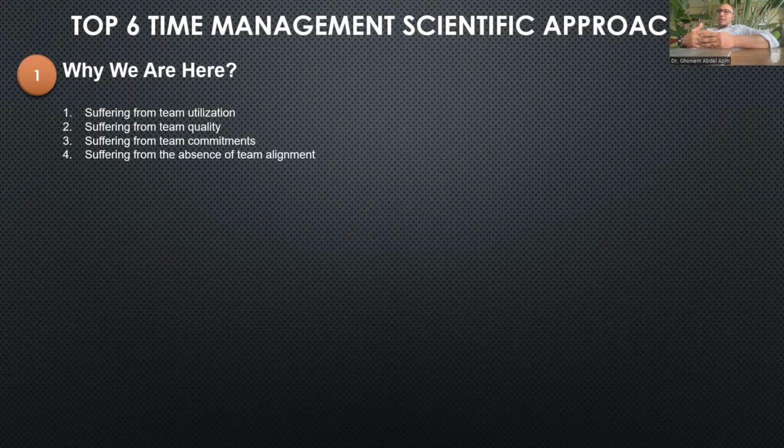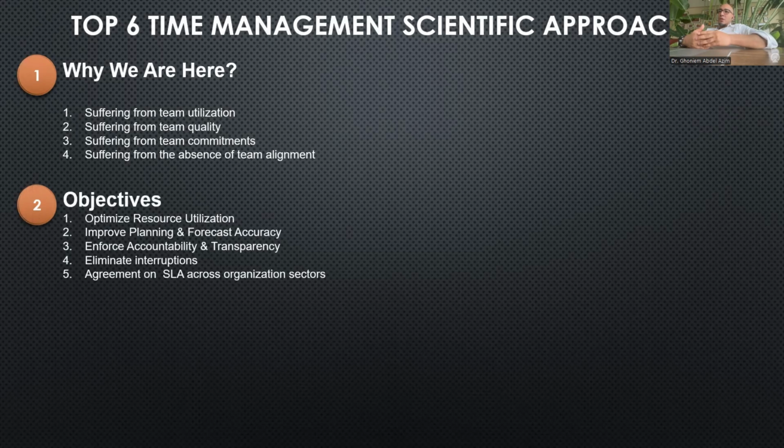Number four, the absence of team alignment. Even if we have misalignments, even if we have ad hoc activities, this causes and leads to the absence of team alignment. So we are here to try to resolve all these issues using these scientific time management approaches.